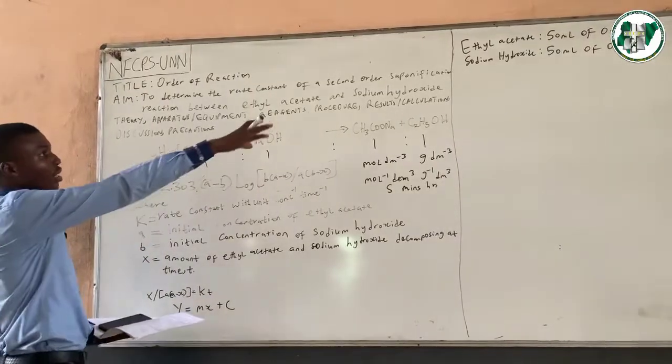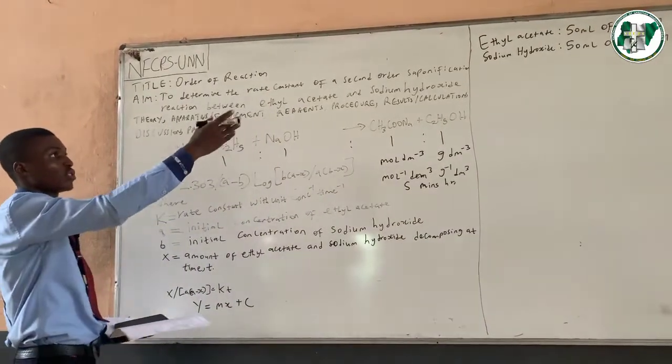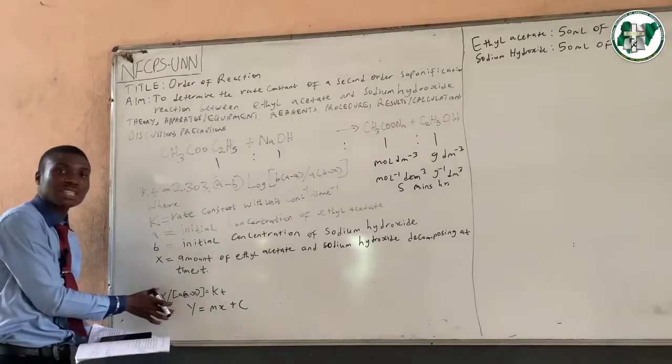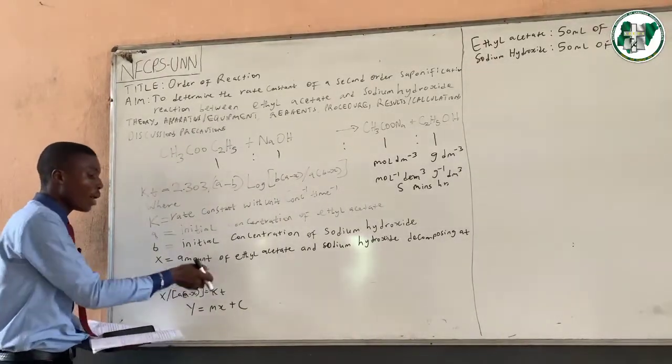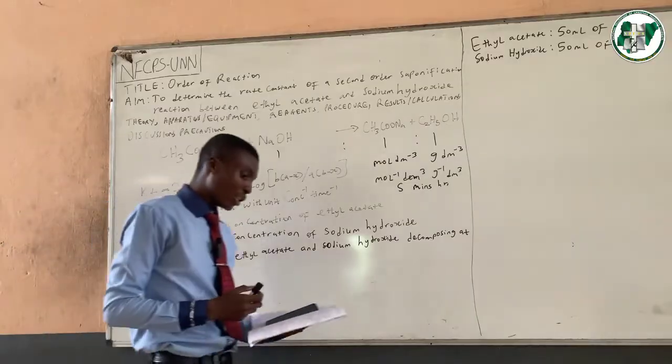So the idea behind it is that we are having equal concentration of ethyl acetate and sodium hydroxide. So by implication, we can work with this formula to be able to get our rate of reaction. So let us make progress.